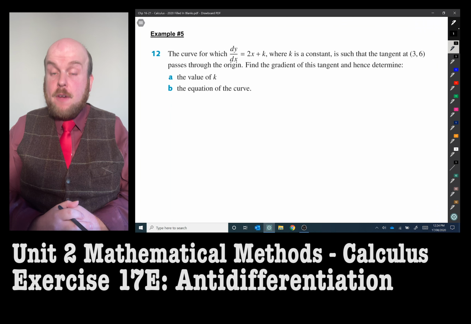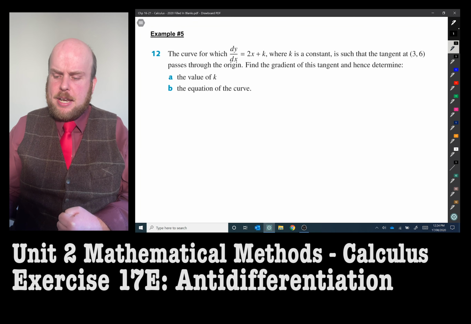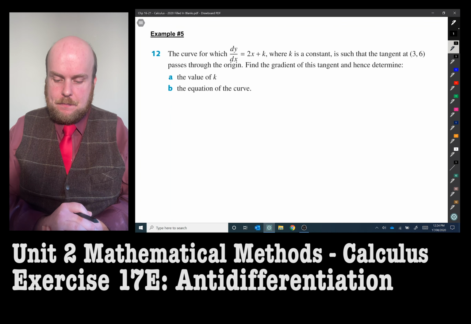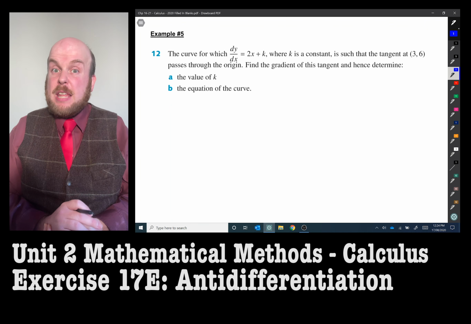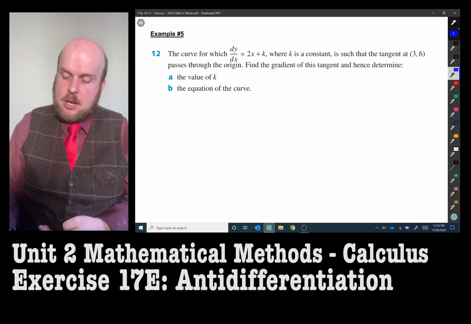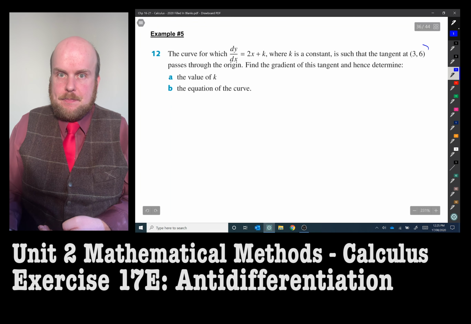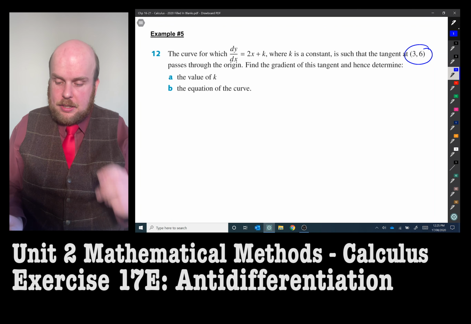Example 5. The curve for which the derivative is equal to 2x plus k, where k is a constant, is such that the tangent at (3, 6) passes through the origin. Find the gradient of this tangent and hence determine the value of k and the equation of the curve. So we have got an extra step to do here. The derivative of the curve is 2x plus k. So that means that it is a tangent at the coordinates (3, 6) and passes through the origin. So let's start with just this small little nugget.